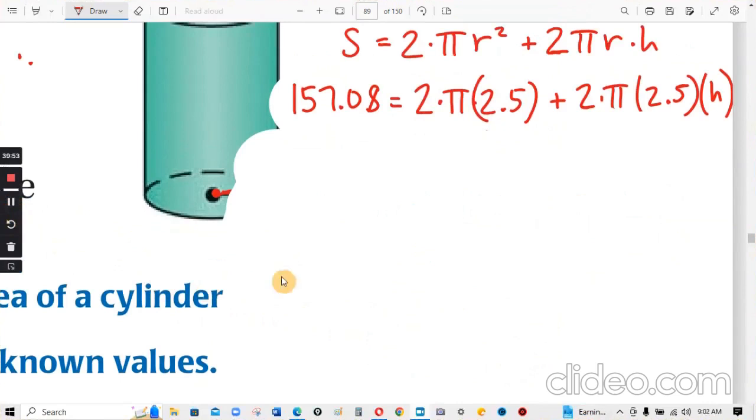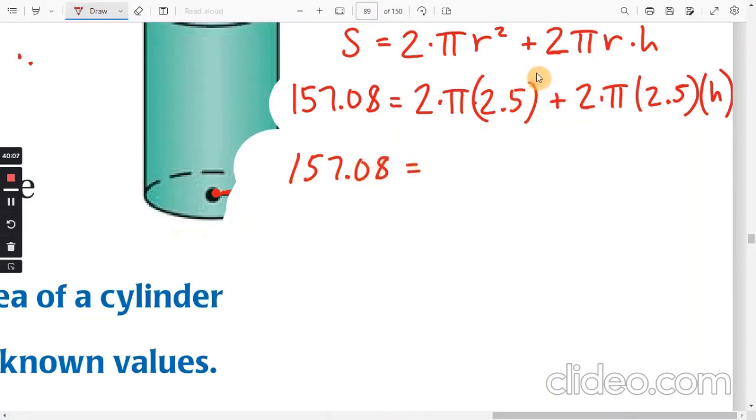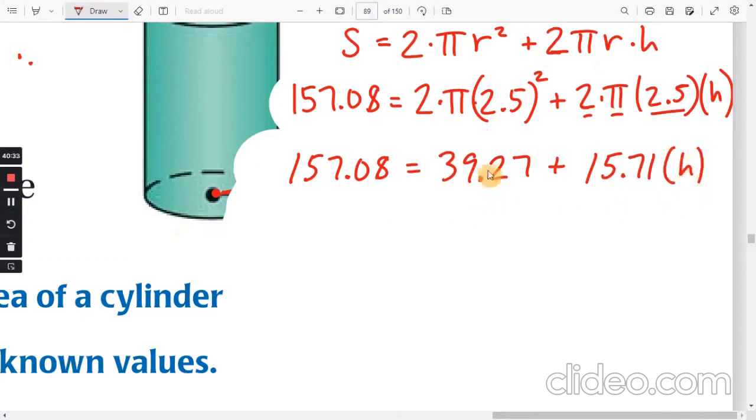Now, if that was too much for you, I'm going to do this again, but just with numbers rounded off. Let's see if we get the same answer. I think we will. Okay, we have 157.08. And I'm going to do this on the calculator, rounded to 2 decimals. Okay, rounded to 2 decimals right here, I get 39.27. And then I'm going to do 2 times pi times 2.5. So that's going to be 15.71, and we still have h times h. All right, so just subtract this from both sides.